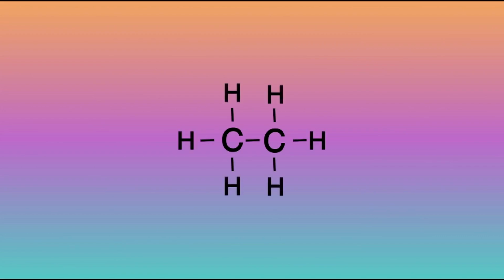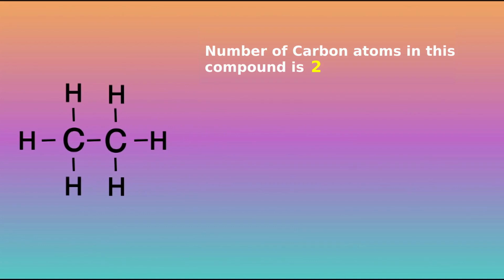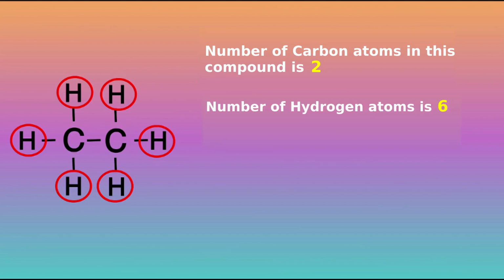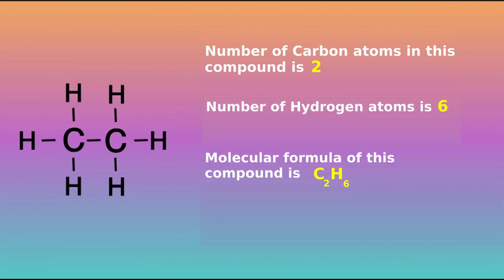Observe closely how carbon atoms are united by a single bond. The other 3 valencies of carbon are saturated by hydrogen. Now, look at the structure of the compound we get. The number of carbon atoms in this compound is 2 and that of hydrogen atoms is 6. So, the molecular formula of this compound can be represented as C2H6.